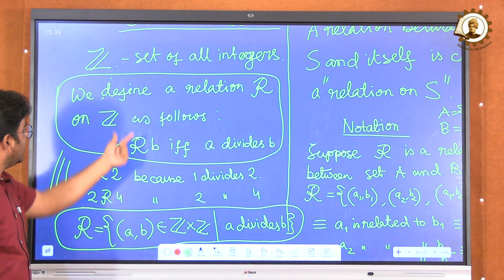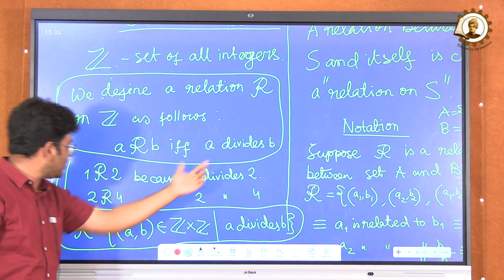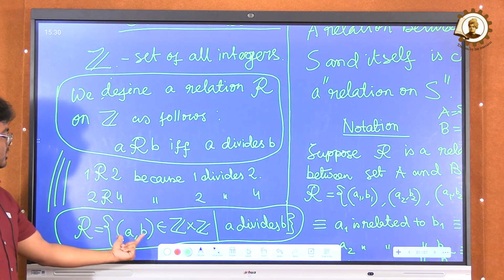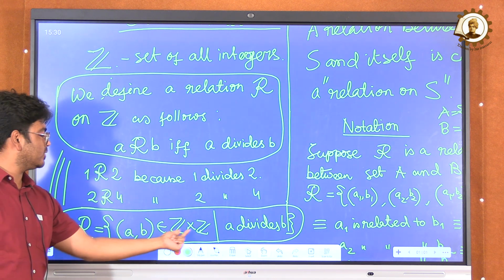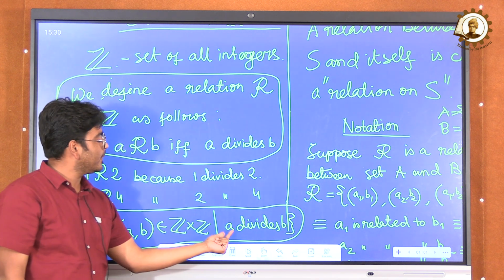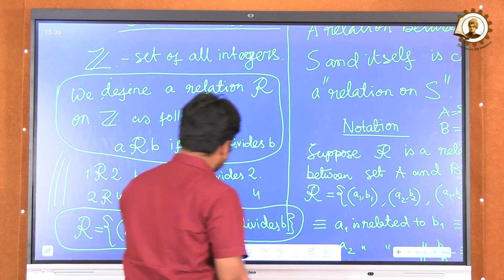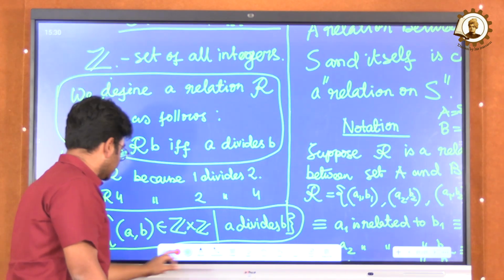So we define A related to B if and only if A divides B. It is the same as saying that R is a subset of Z cross Z, where (A, B) is in R if A divides B. Now I will discuss different types of relation.